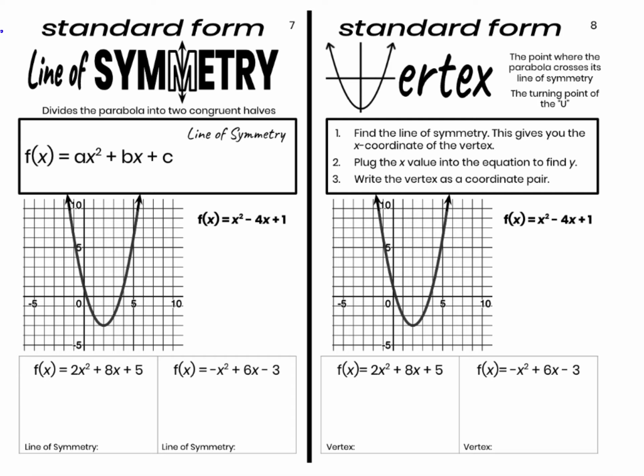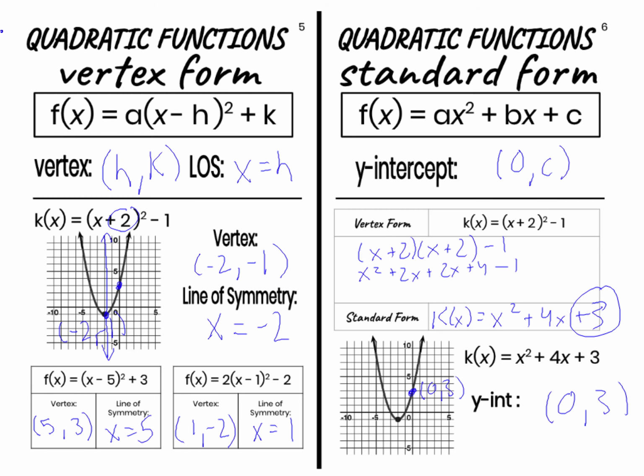When my quadratic function is given to me in standard form, there's some work I need to do in order to find the line of symmetry and the vertex. As a review, when I'm given the function in vertex form, I can just look at it and identify immediately the vertex and line of symmetry, but I need to do some work in order to find the y-intercept. So from vertex form, I need to convert to standard form, and then I can see the y-intercept.